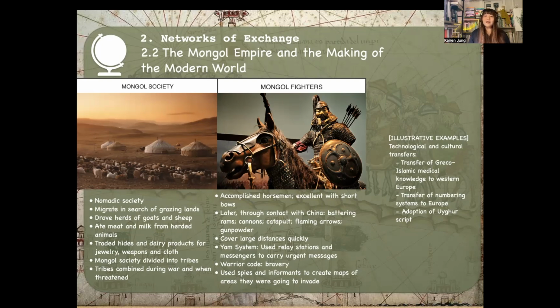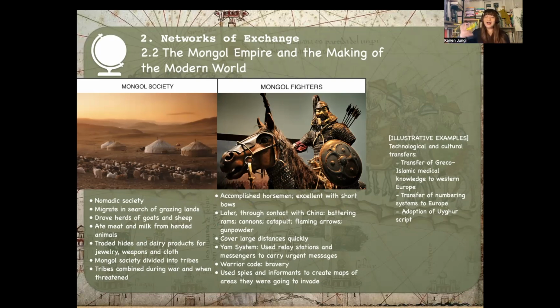Illustrative examples you do need to know: technological and cultural transfers, transfer of Greco-Islamic medical knowledge to Western Europe, and the transfer of numbering systems to Europe, as well as the adoption of the Uyghur script by the Mongols. Mongol society was primarily a nomadic society, and they would migrate in search of grazing lands, and they drove herds of goats and sheep, and they would eat meat and milk from the herded animals.